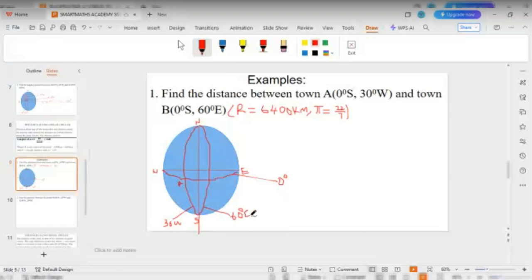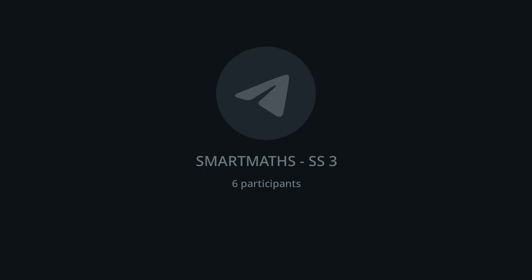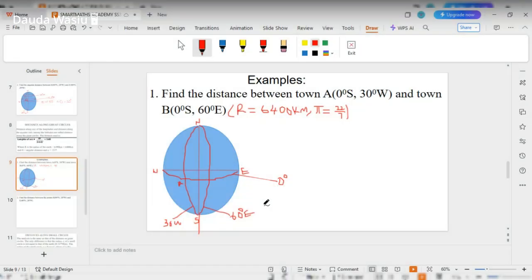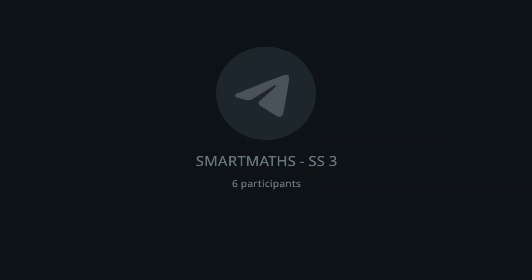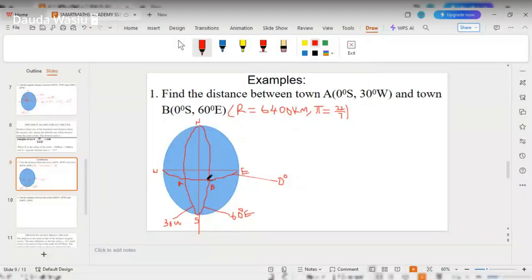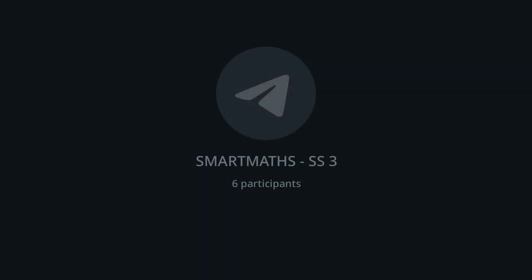Now, to get the distance, we have point B. That is the point of intersection of latitude and longitude. So the next thing to do, we have to find the distance between A and B. So the distance between A and B is the distance along the equator, and for distance along the equator, we make use of the distance along the great circle formula. And what is the distance along great circle formula?